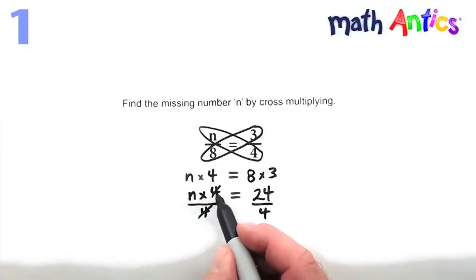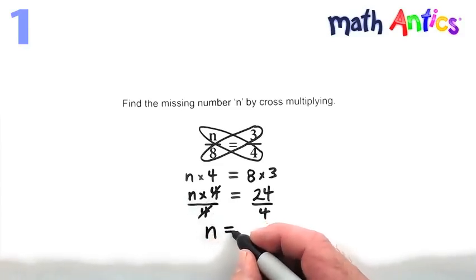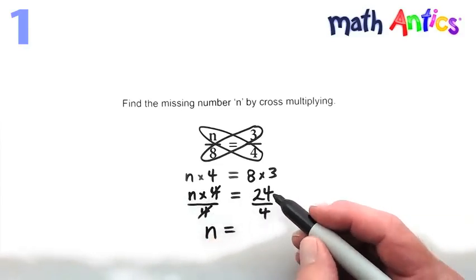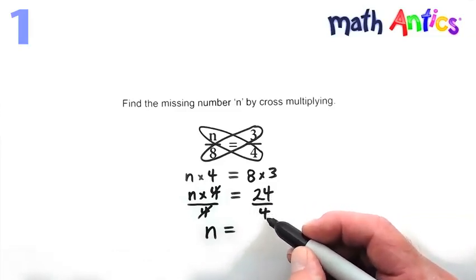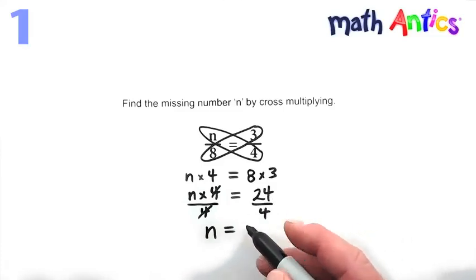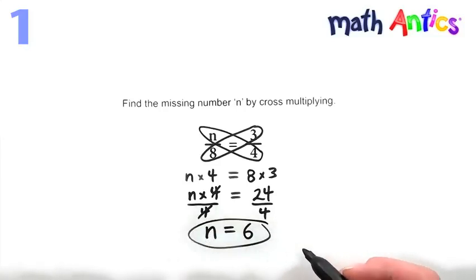So now on this side, because the 4 is canceled, we're left with just n all by itself like we wanted. And on this side, we have 24 over 4, which is 24 divided by 4. We know from our multiplication table that that's just 6. So we've solved for n. Now we know that n equals 6.